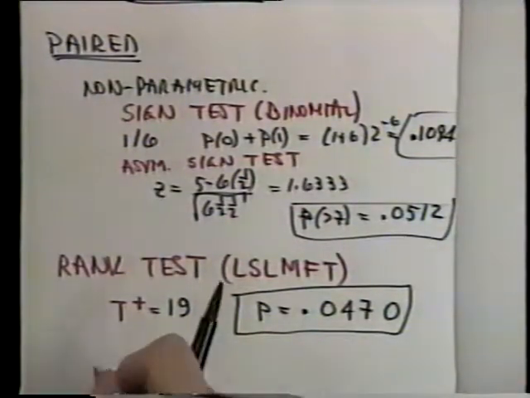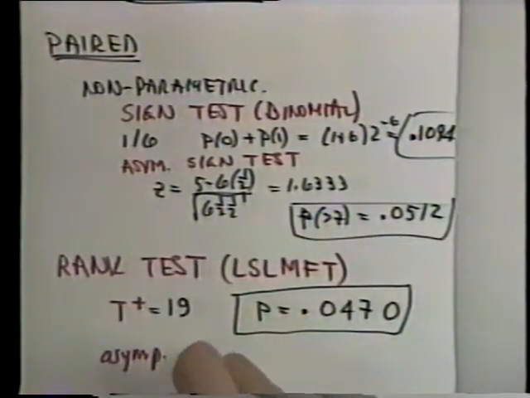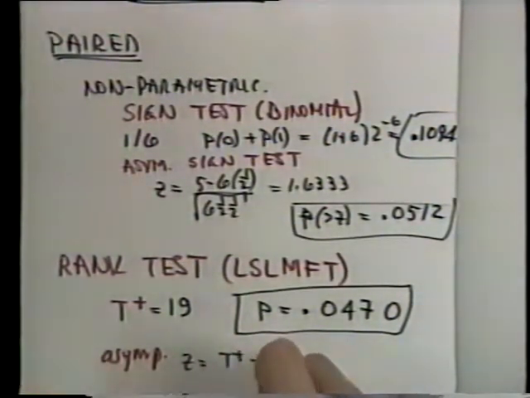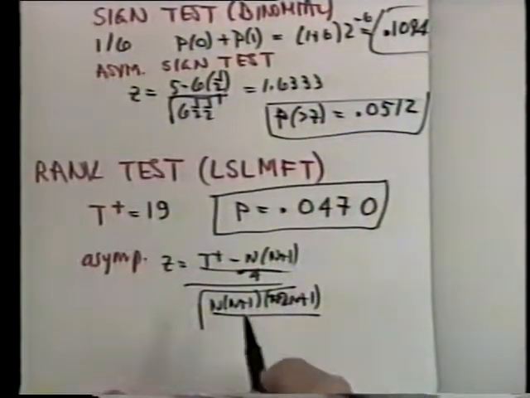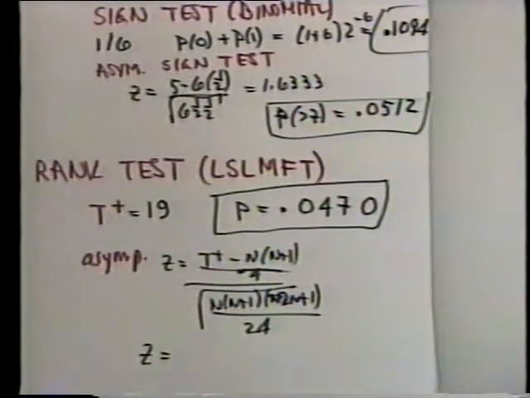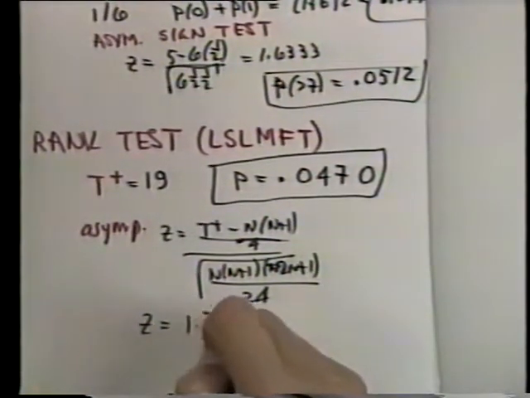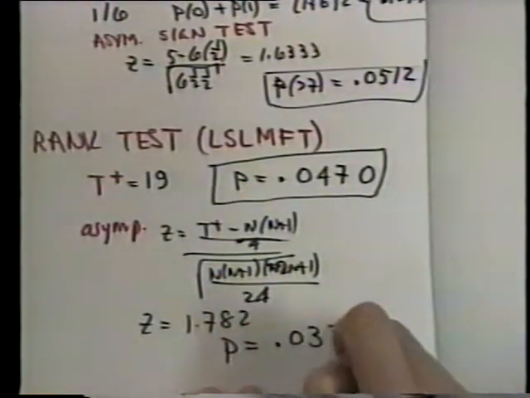Now I can do the asymptotic form of this, and in this case z becomes t plus or minus (n plus 1)/4 over the square root of (n plus 1)(2n plus 1). It's okay, I'm writing it very sloppily. This is just the formula I used before, and the answer, if you use the formula as I wrote it before, is z equals 1.782, and that leads to a probability value of 0.374.